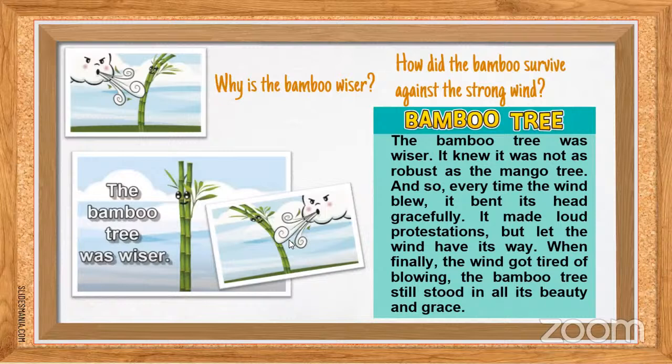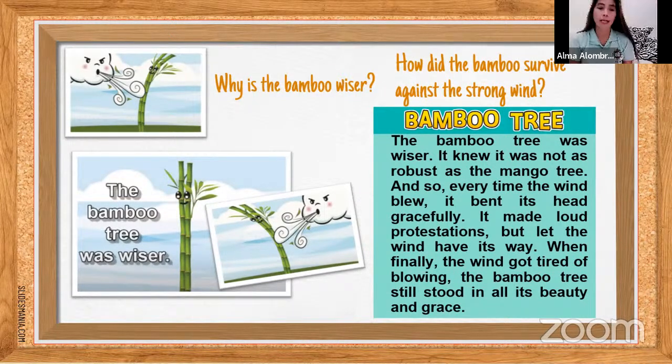Even against the strong wind, he learned to cope. Okay, that's a good answer. Thank you. Other answer. Other observation based on the characteristic of the bamboo. And why is he wiser?